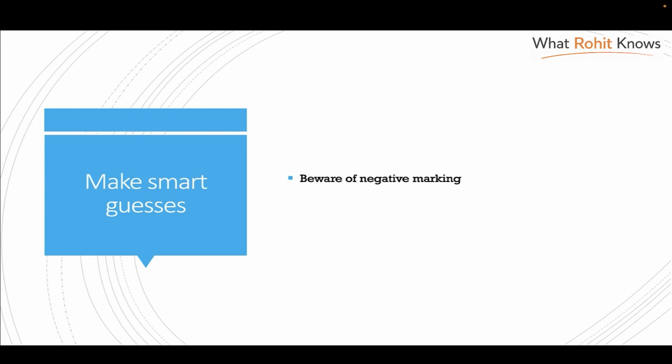Make smart guesses. So, of course, there is negative marking. So don't make too many random guesses. Beware of negative marking, but with a strategy, you can make some smart guesses. So that strategy is to select at least one option, because the minimum score that you can get is just 0. So select at least one option.